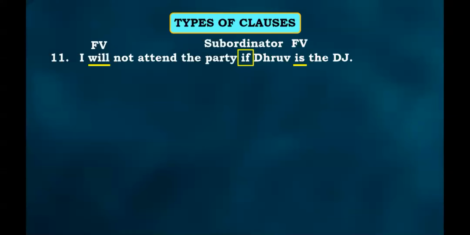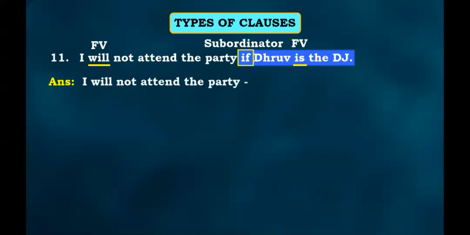Come on. Since if is the subordinator, my subordinate clause will be if Dhruv is the DJ. Correct? Okay. So I will not attend the party main clause, if Dhruv is the DJ. Okay. Yes, most of you have given your answers which are correct. It's adverb clause of condition. Why? Because I'm putting the condition: I will not attend the party if Dhruv is the DJ. अगर Dhruv DJ होंगे तो I will not attend. So there's a condition to me not attending the party. Correct?